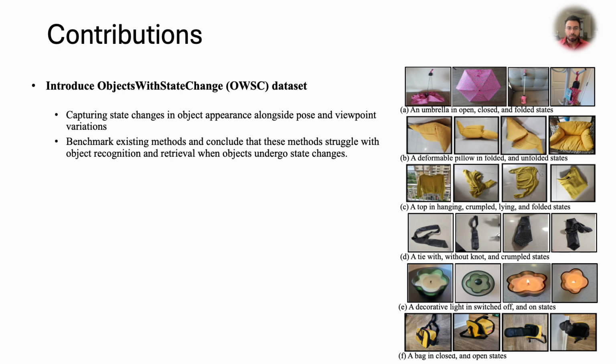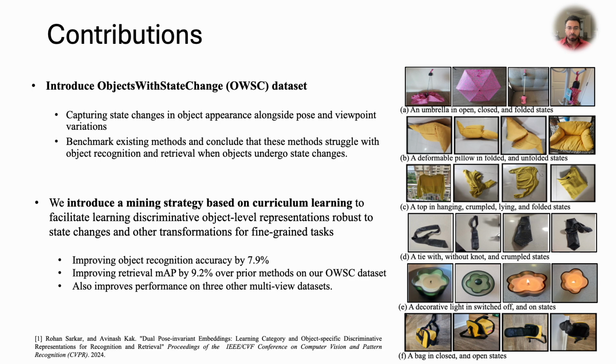First, we introduce a new dataset that captures complex state changes in addition to pose and viewpoint variations. Second, we introduce a curriculum learning-based mining strategy that helps in learning fine-grained state-invariant object representations, improving performance on object-level tasks significantly on our dataset as well as three other multi-view datasets.